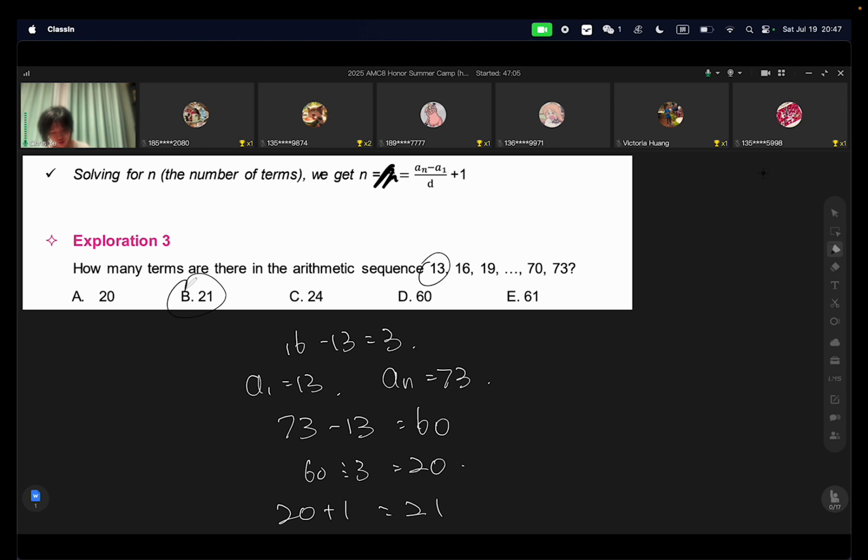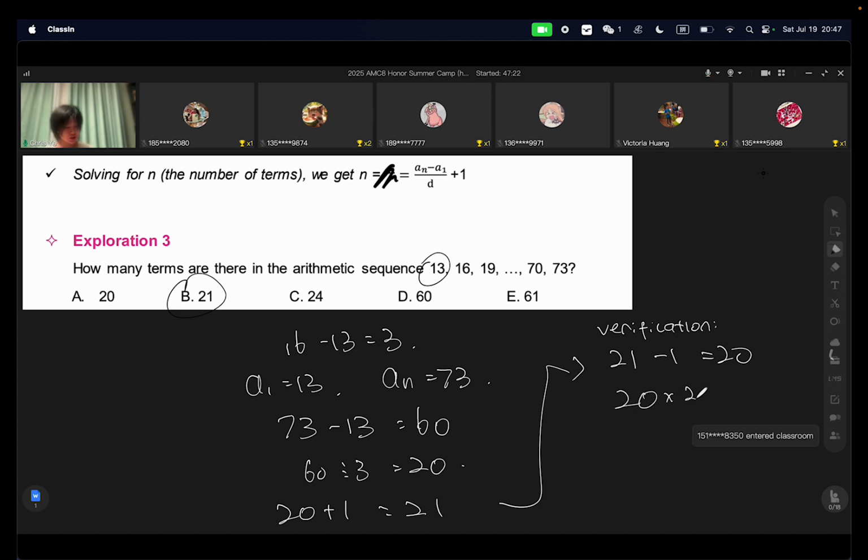And just to do a quick verification, if there are 21 terms, there are going to be 20 intervals, so that's 21 minus 1 equals 20. Then we have 20 times the interval, which is 3, equals 60. And so the last term in the sequence is going to be 60 plus 13 equals 73, which is our last term. So therefore, the verification, the double checking, is correct, and there are 21 terms in this arithmetic sequence.